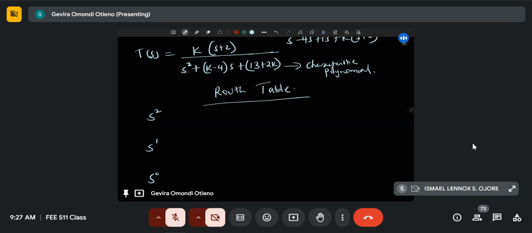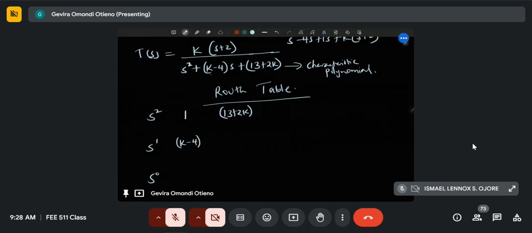So how do we put in the elements? We have the coefficient of S to power 2, which is 1. Then I skip the next one, then go to the other one, which will be 13 plus 2K, and there's nothing thereafter. Then for S to power 1, we have K minus 4, then there's nothing else, so it's 0 actually.